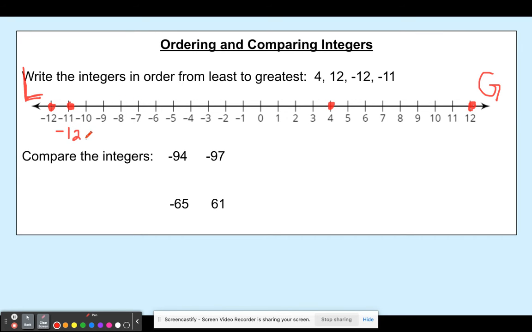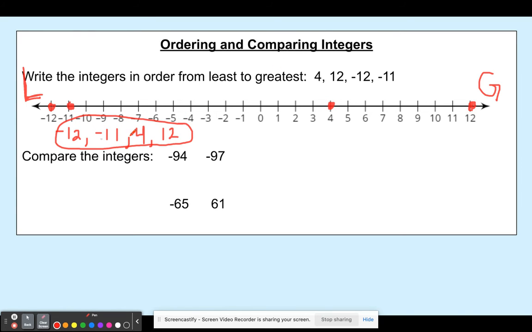That's my smallest. We have -11. That's my next smallest. The next dot I run into is a +4. And the next dot I run into is a +12. So when I want to order this set of integers from least to greatest, that is the order they should go in, from the most negative number all the way up to the most positive number.